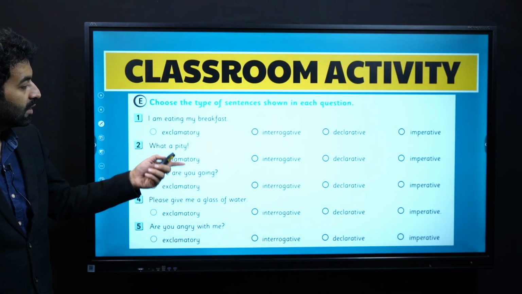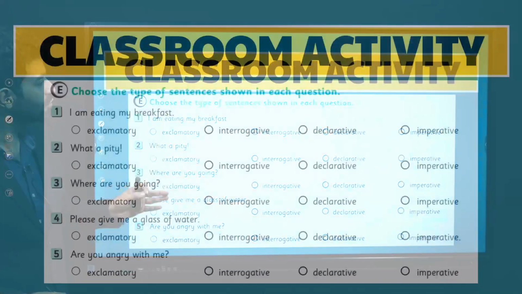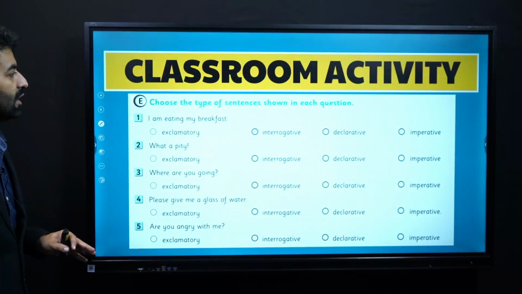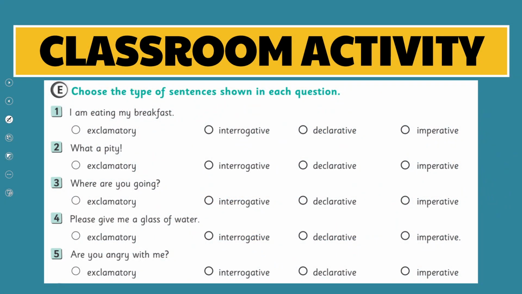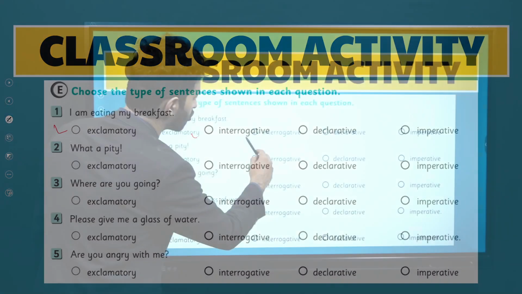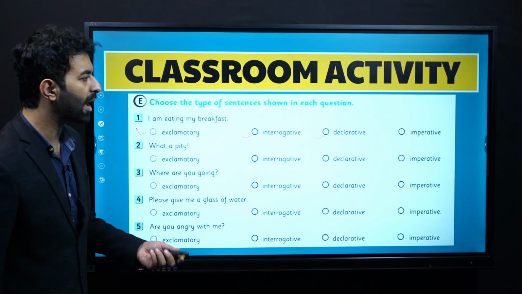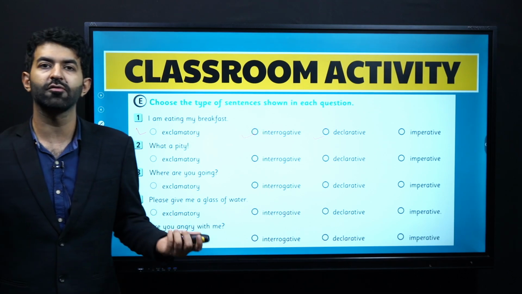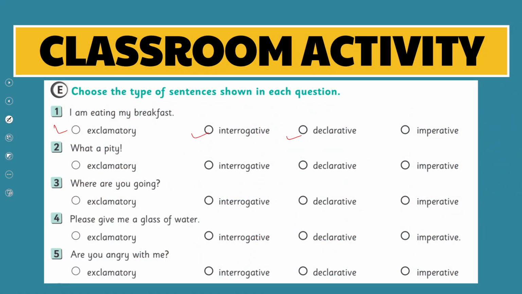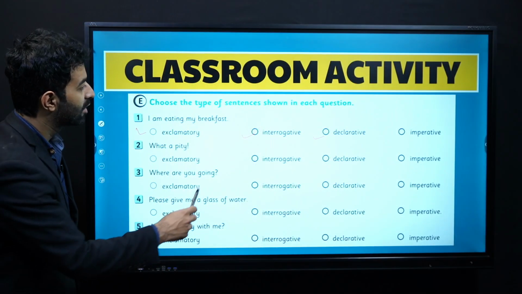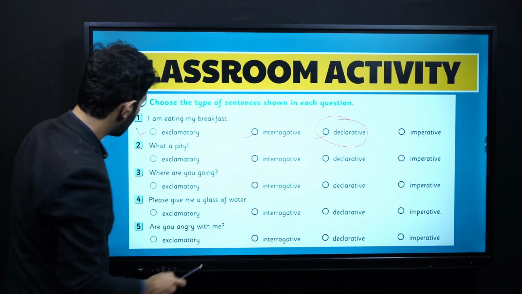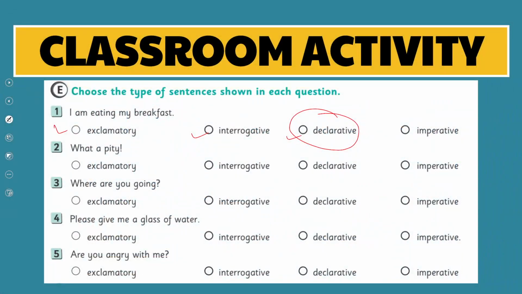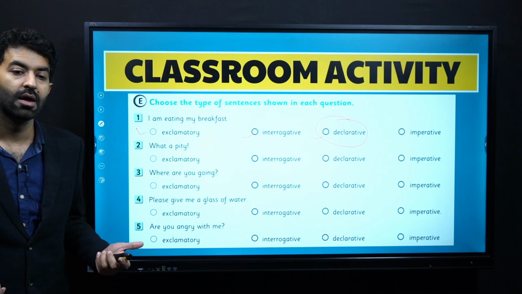Now, here students, pause the video. Choose the type of sentences shown in each question. For example, I am eating my breakfast. Is it an exclamatory sentence, interrogative, declarative, or imperative? I am eating my breakfast. This is declarative, right? Now, dear learners, solve the remaining questions 2, 3, 4 and 5 by yourself.